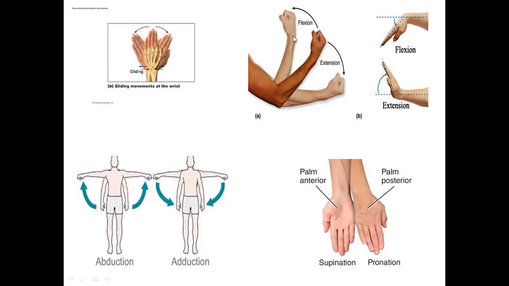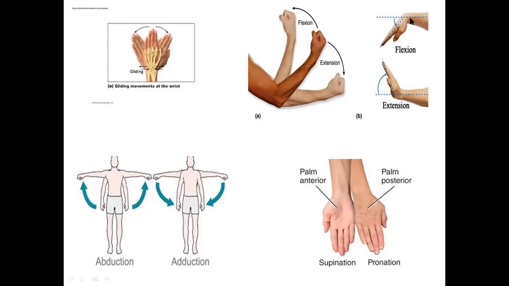This image shows the flexion and extension, angular movements. When there is bending of the forearm toward the arm, this is called flexion, and straightening of the forearm is the extension, another type of angular movement.